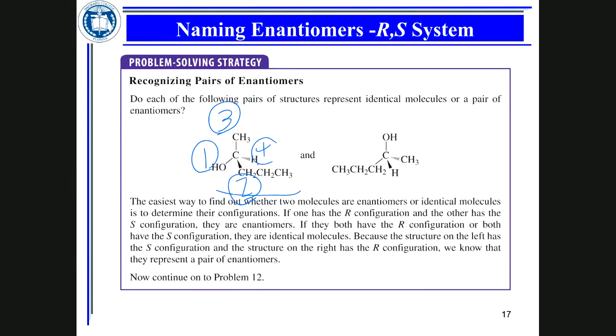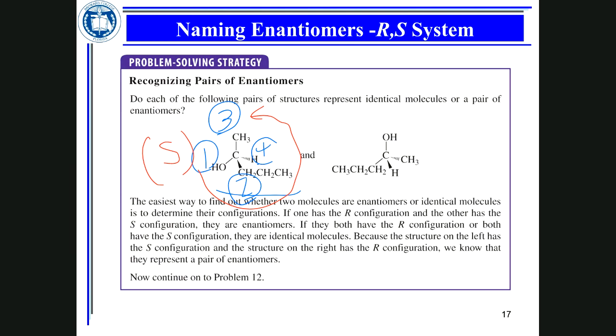Now, moving from 1 to 2 to 3, we have to move this direction. Clockwise or counterclockwise? R or S? It is going to be S. And we assign counterclockwise as S properly because hydrogen is going away from you. That's kind of a warning for the other one. So because hydrogen is going away from you, counterclockwise is going to be S.